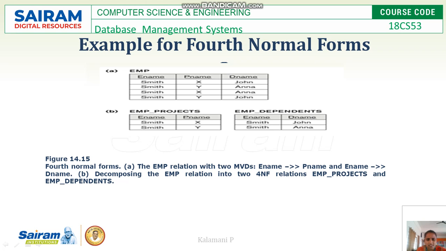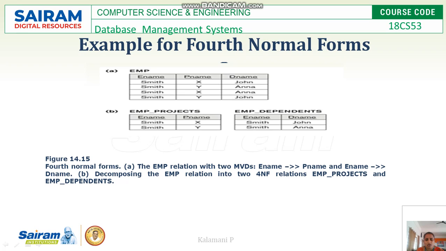So here we have the multi-valued dependency. If you take E name, it determines multiple P names. For example, Smith X, Smith Y. And if you take E name, one E name defines multiple D names: Smith John, Smith Anna. So there are two multi-valued dependencies.